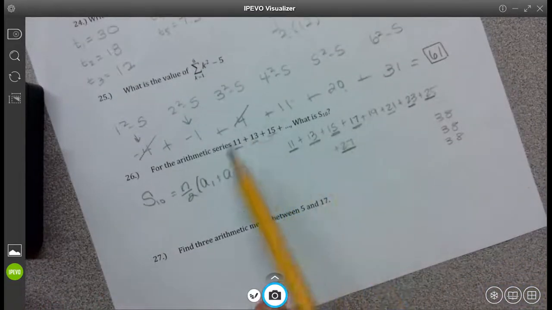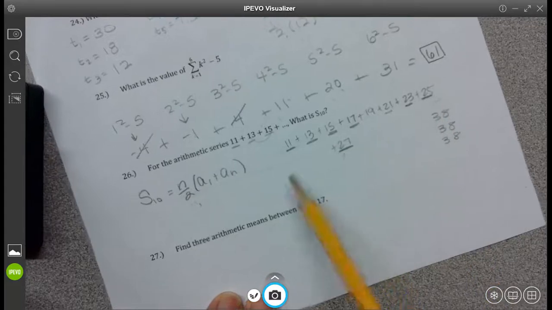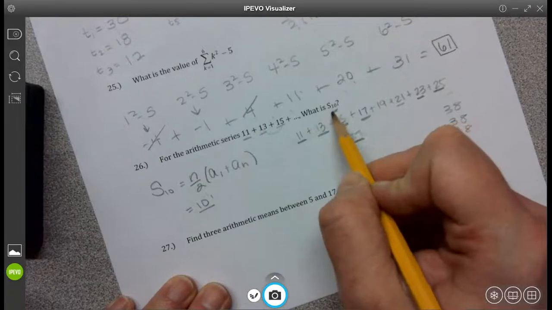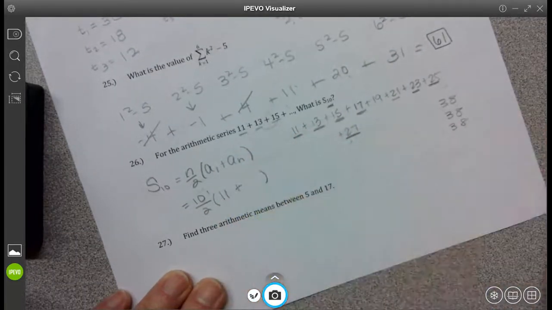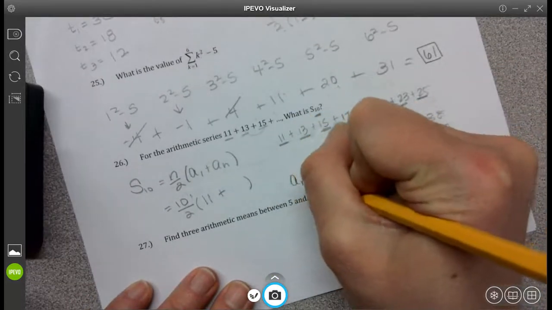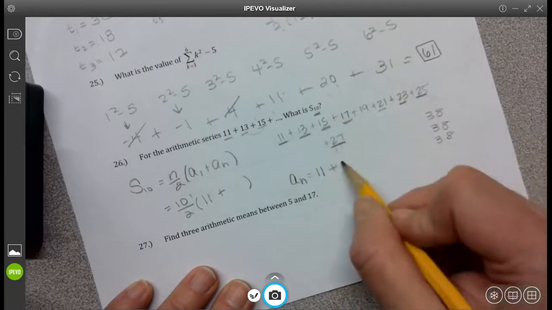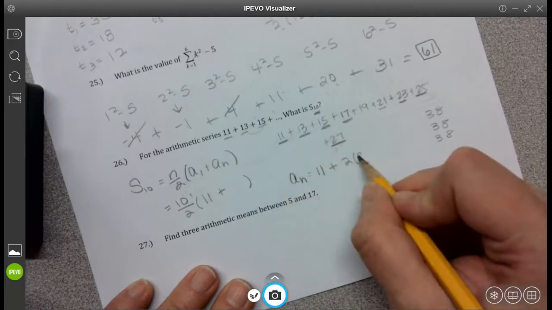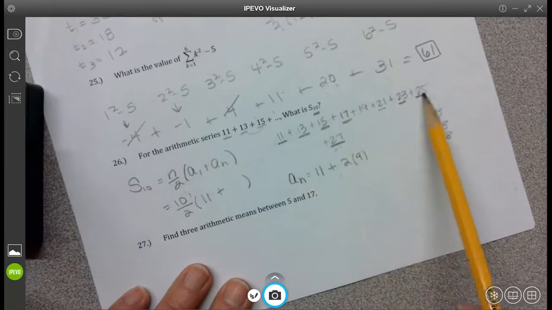You could legit say, I don't feel like learning this, and just add up all the numbers. You do not have to. Well, you have 10 numbers because it said we're going to add up 10 numbers. Your first term's 11. What is your last term? Okay. Your last term is always your first term plus your common difference of 2, n minus 1 times. Well, 10 minus 1, 9 times. So how many times are you adding that to? 1, 2, 3, 4, 5, 6, 7, 8, 9.